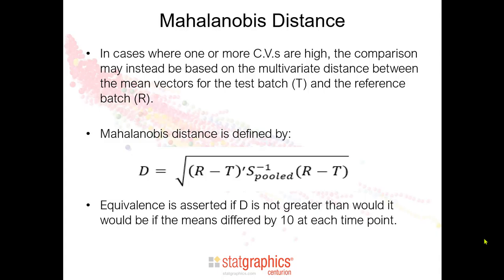In cases where one or more CVs are high, the comparison may instead be based on the multivariate distance between the mean vectors for the test batch and the reference batch. Mahalanobis distance is defined by d equals the square root of that matrix product that you see. It involves the variance-covariance matrix of the dissolution measurements. Equivalence would be asserted if d was no greater than it would be if the means of the test and reference batches differed by 10 in the same direction at each time period.